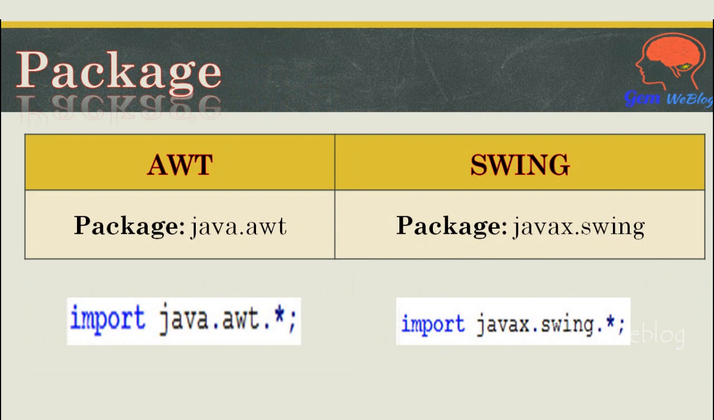What package is to be included to implement AWT and Swing? To implement AWT, the package to be included is java.awt. And in order to implement Swing, the package to be included is javax.swing.